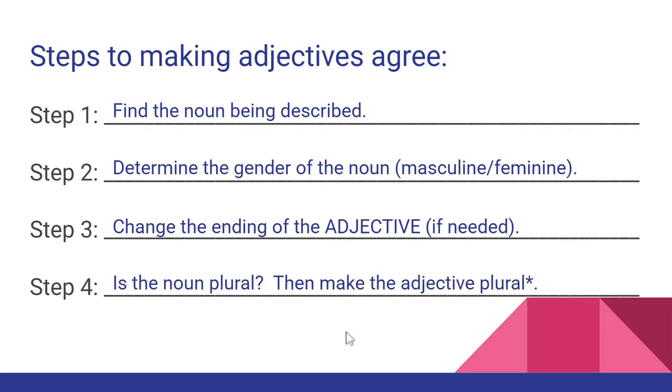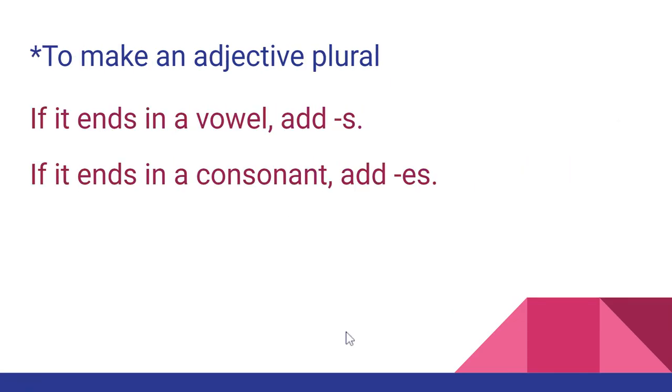And the last thing we need to look at is whether the noun is plural. If the noun is plural, then the adjective is plural. A noun is plural if it ends in s, and we do the same with an adjective. To make an adjective plural, if it ends in a vowel, you add s, and if the word ends in a consonant, you add es. That works straight across the board for all words. It's pretty straightforward.